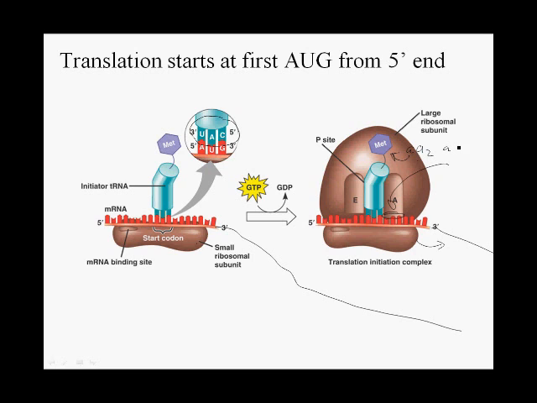Amino acid number 3 then will get attached to amino acid number 2. We get continuous peptide bond formation, and release of the tRNAs after they have delivered their amino acid. The tRNAs that end up in the E site, or the exit site, end up leaving the ribosome.